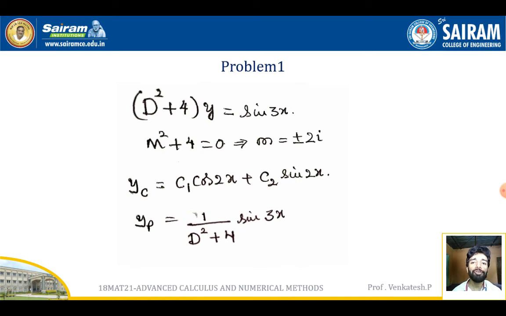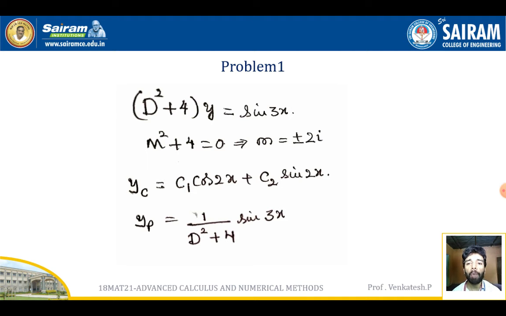Now we will see a few examples related to type 2. The given equation is D power 4 plus 4 into y is equal to sin 3x. Here the trigonometric function is there in the RHS, so we have to use type 2.